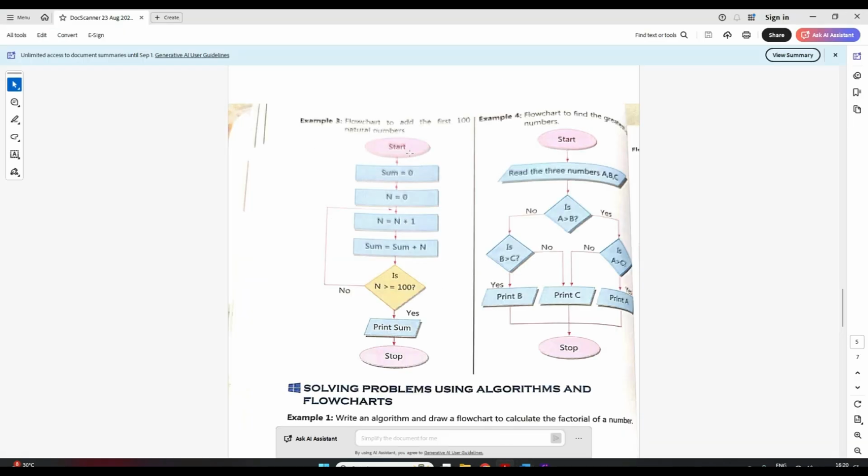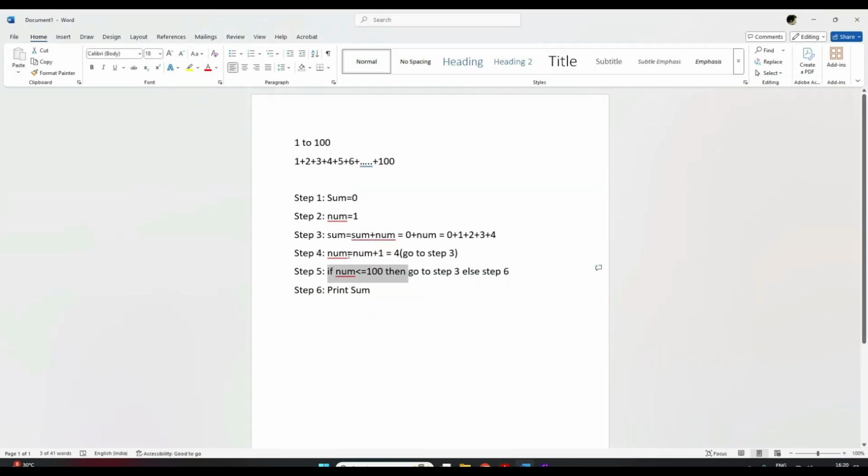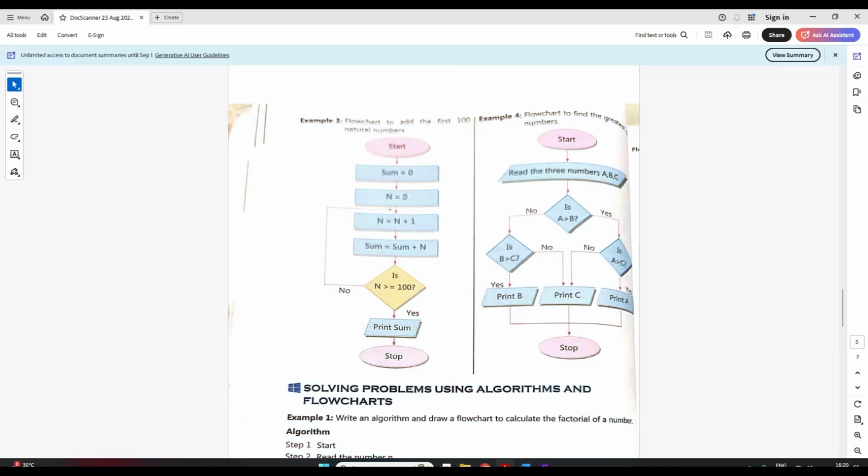Now see, in the flowchart, first start, correct? Then sum is equal to 0 they have taken, and here n is equal to 0 they have taken, I have taken num. It's the same thing, right? Any variable you can take. See, they have taken num is equal to 0 because, see, I took num as 1 because I just continued starting with that. But they have taken num is equal to 0.